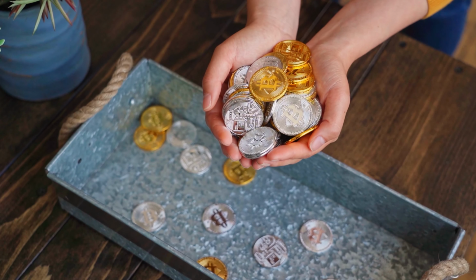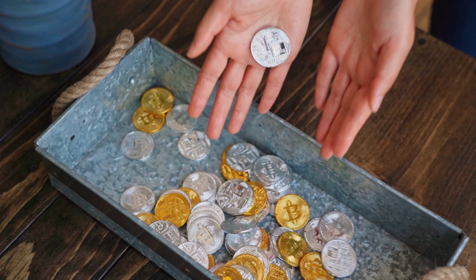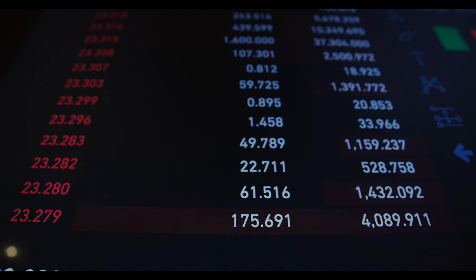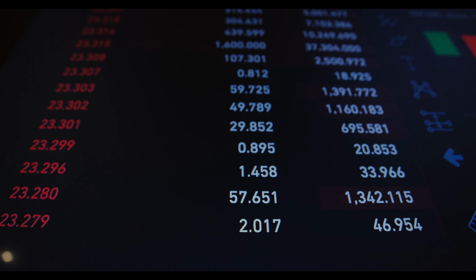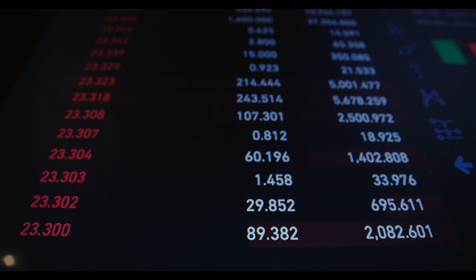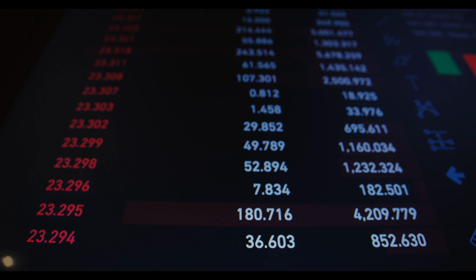Rounding out our list is blockchain technology. While most famously associated with cryptocurrencies like Bitcoin, blockchain has potential applications far beyond that. From supply chain management to secure voting systems, the possibilities are vast. Those who understand and can apply blockchain technology are well positioned to tap into a growing market.